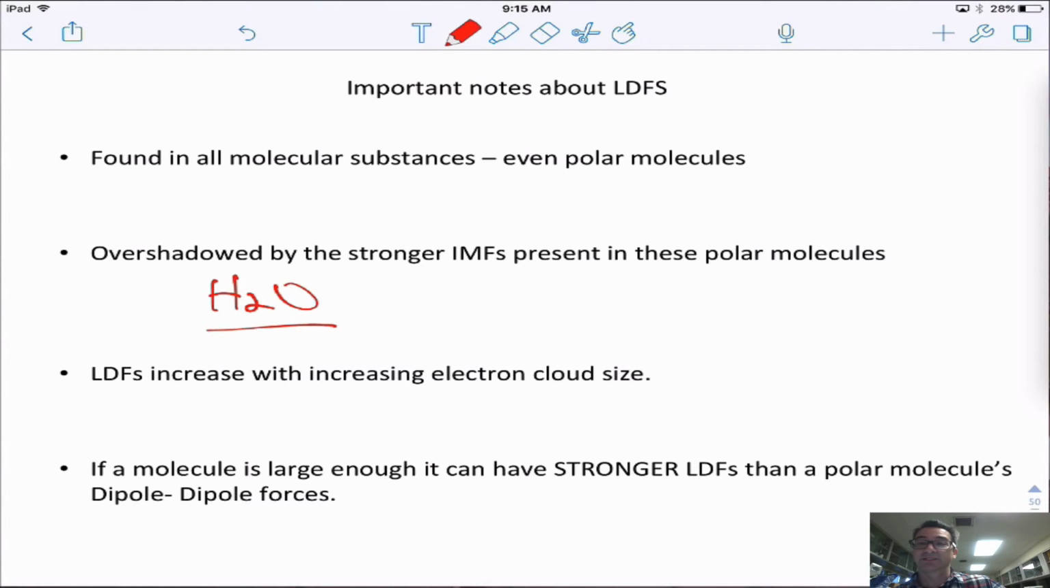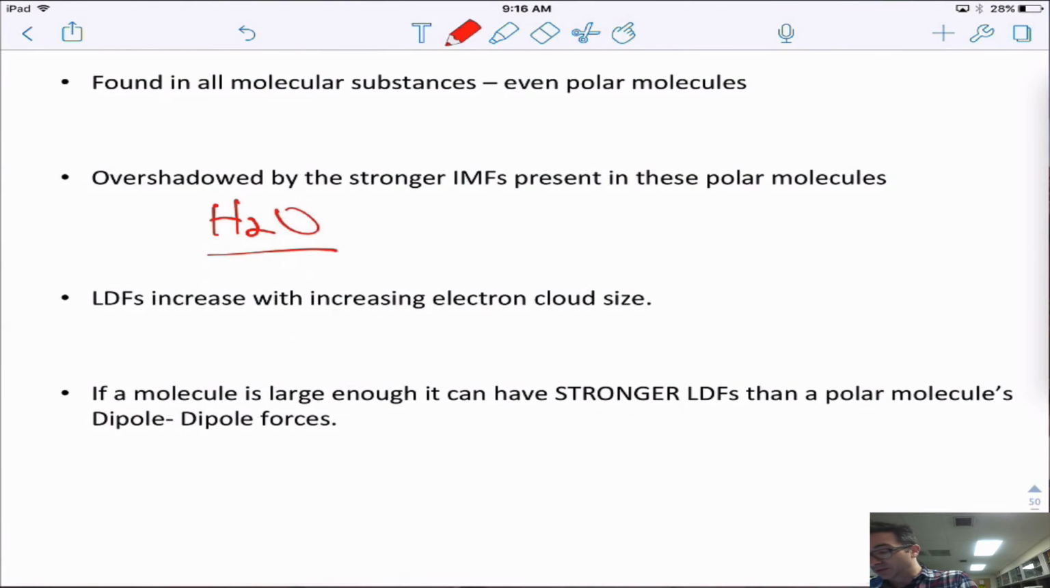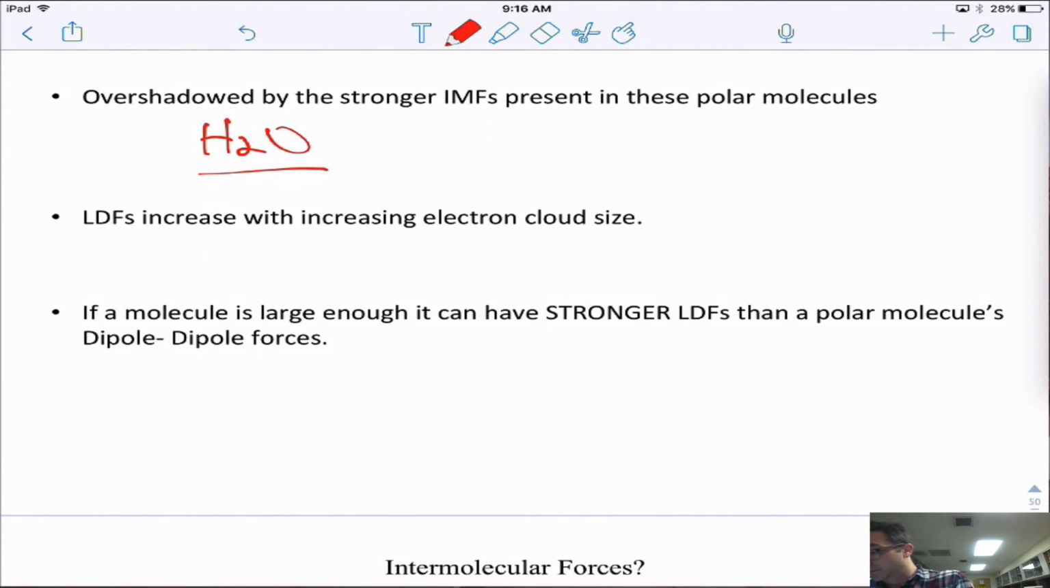It's there. It's just weaker. Again, the LDFs are going to increase as we increase the size of the molecules. As the molecules get bigger, you'll have a higher boiling point. Now, you can even have situations where the LDFs are strong enough that they're stronger than a dipole-dipole. A classic example is this, and I'll leave you with this one.